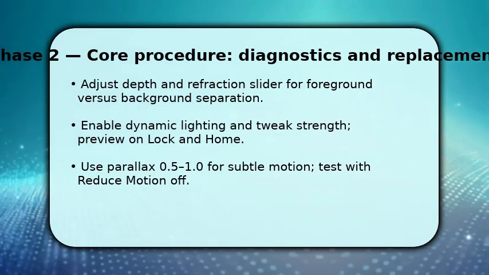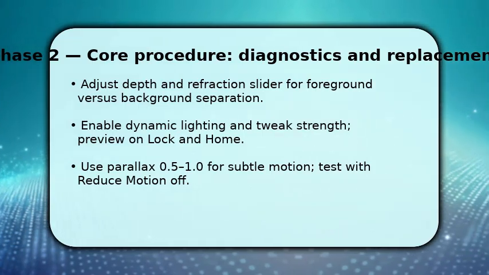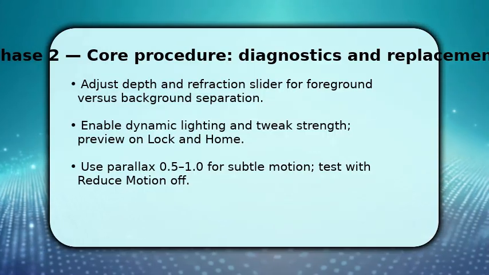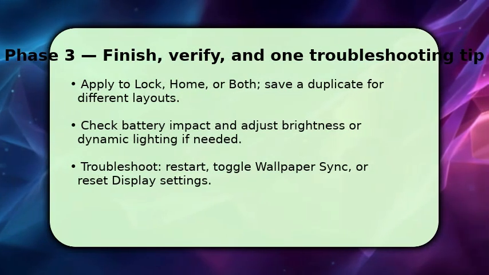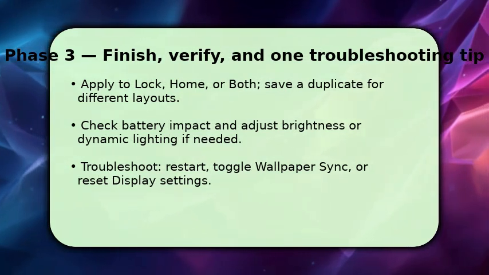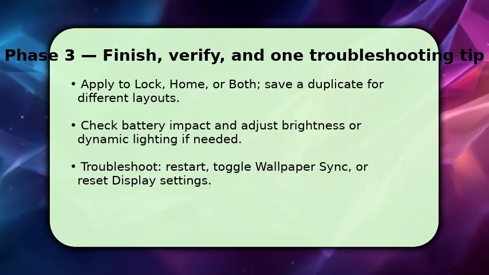Once done, set parallax between 0.5 and 1.0 for gentle motion. Make sure reduce motion is off to see the full effect. You finish by applying the glass wallpaper to lock, home, or both. Save a duplicate if you want variations for each screen.